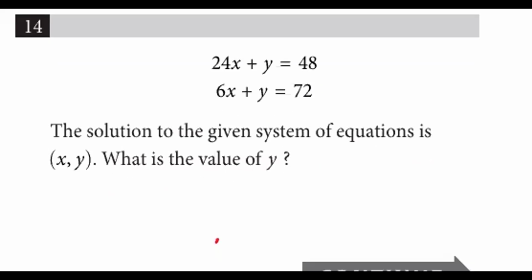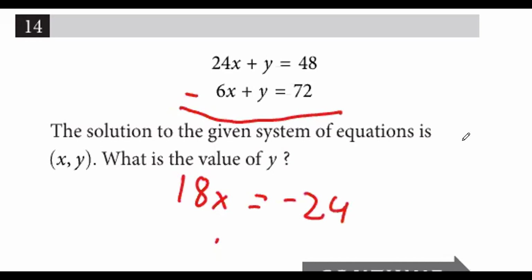Okay, so for question 14, I would recommend you graph this to solve it. I'm going to solve it manually first before I graph it, but I would recommend you graph this instead of solving it manually. If we solve it manually, though, we just do 24 minus 6. So 24 minus 6 is 18. y minus y is just going to be 0. And then we have 48 minus 72, which is negative 24. So divide both sides by 18 and we get x is negative 24 over 18.